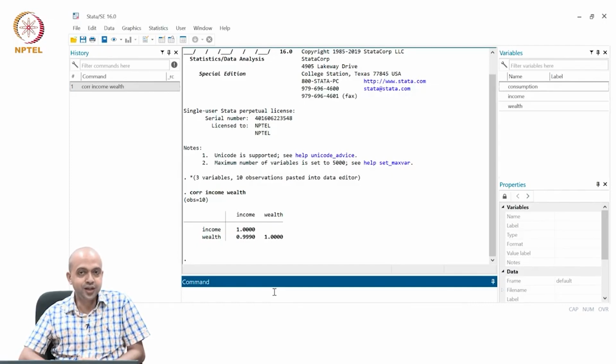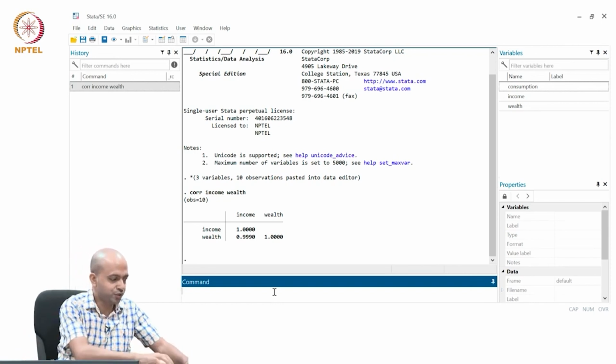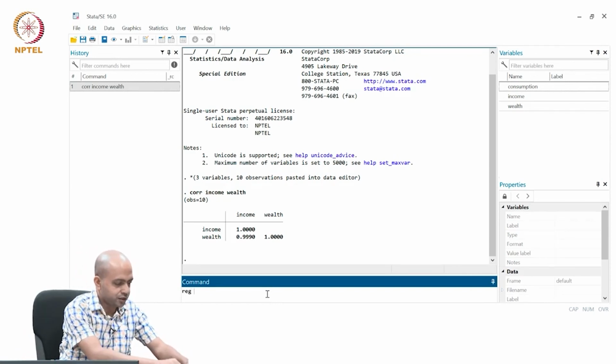So, there is a high degree of multicollinearity. So, if you estimate the model in presence of multicollinearity, what will happen? Right, consumption, income and wealth.